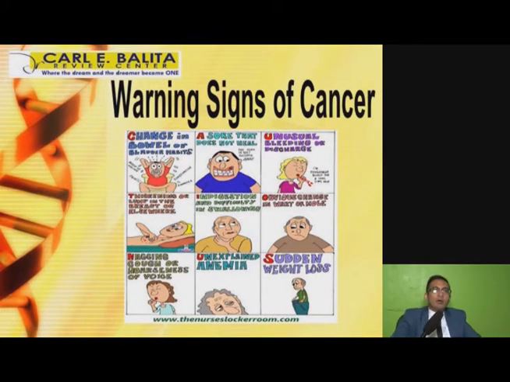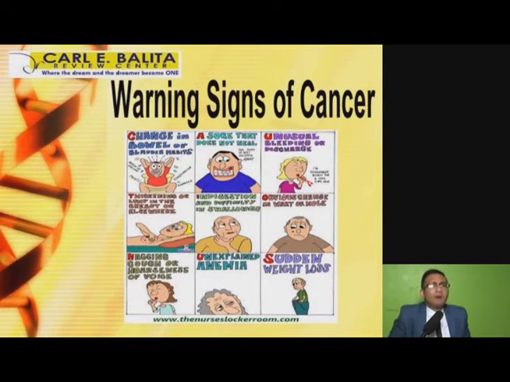So let us review ano ang kasama natin sa secondary level of prevention. What are the warning signs? You have your mnemonics, caution us. Letter C stands for change in the bowel or bladder habit. Letter A, a sore that does not heal. Letter U, unusual bleeding or discharges. Letter T, thickening lumps in the breast or elsewhere. Letter I, indigestion or difficulty of swallowing. Letter O, obvious change in the warts or mole. Letter N, nagging cough or hoarseness of the voice. Letter U, unexplained anemia. And letter S, sudden weight loss.